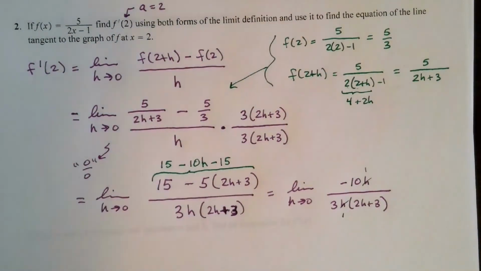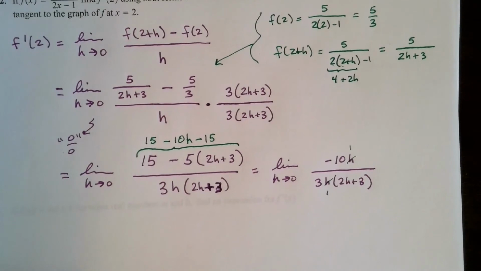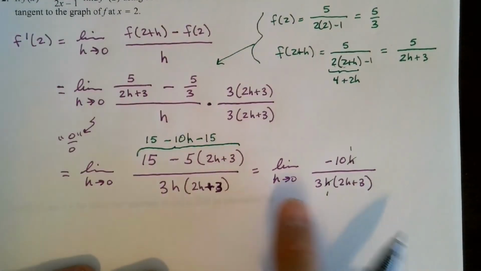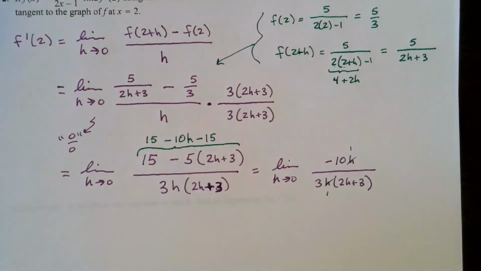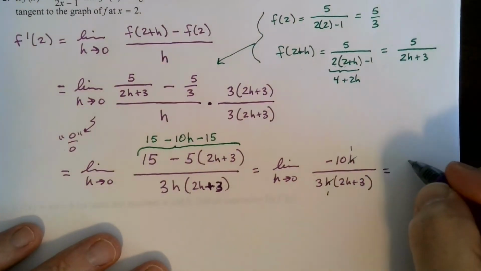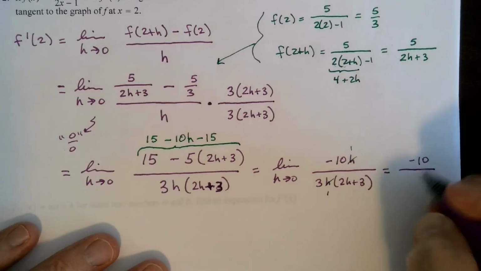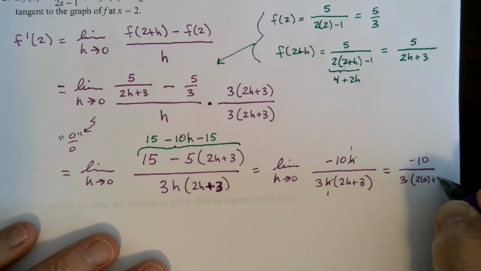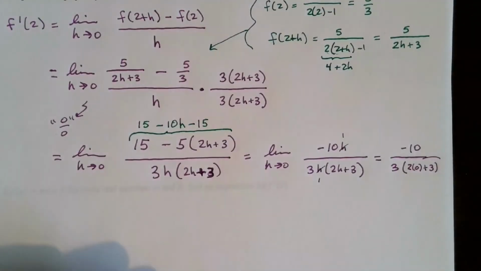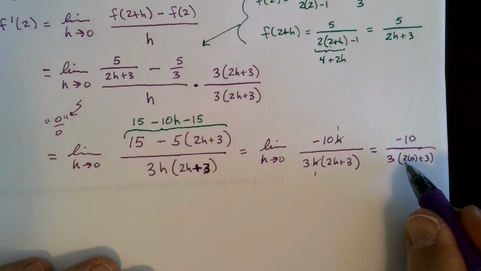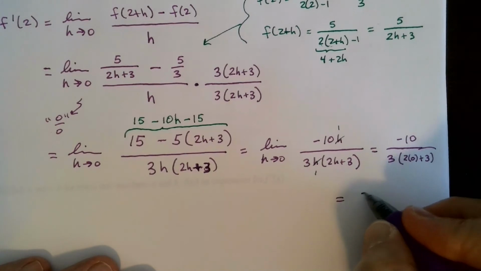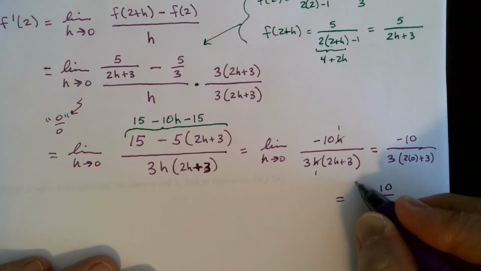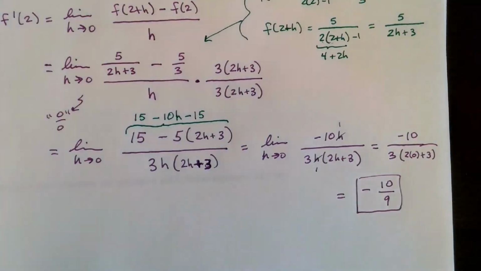And when I get rid of that h in the denominator by canceling with the h in the numerator and simplifying, I can now plug in directly, right? And when I plug in directly, what do we get? Up top, I just have negative 10. Down below, I've got 3 times 2 times 0 plus 3. And what's this? 2 times 0 is 0, plus 3 is 3. 3 times 3 is 9. So this is negative 10 ninths. Okay.